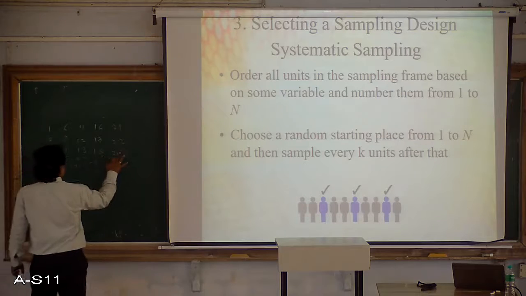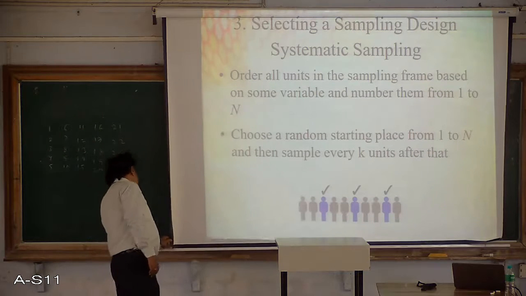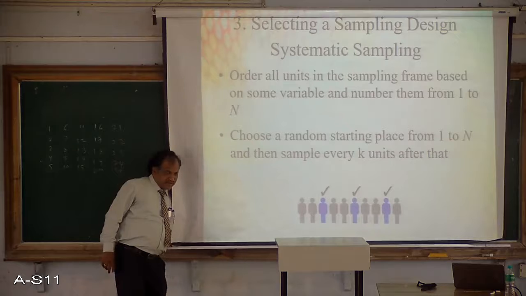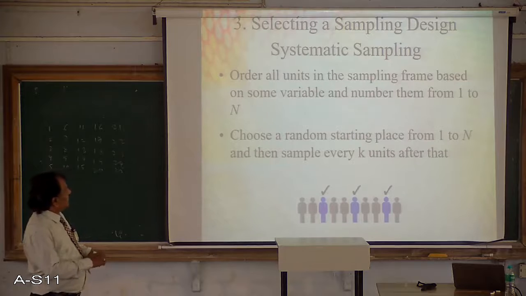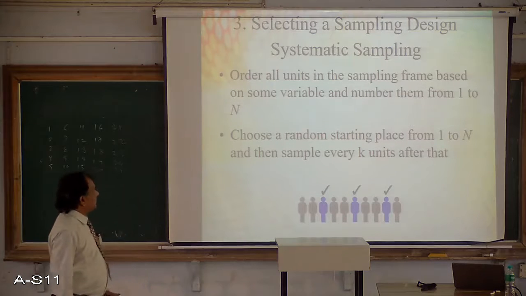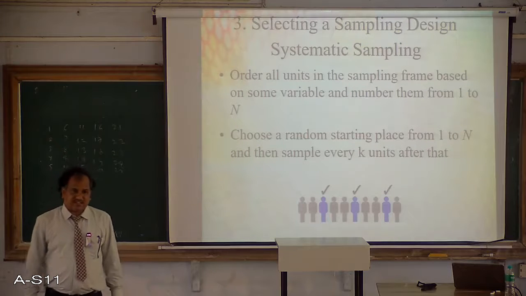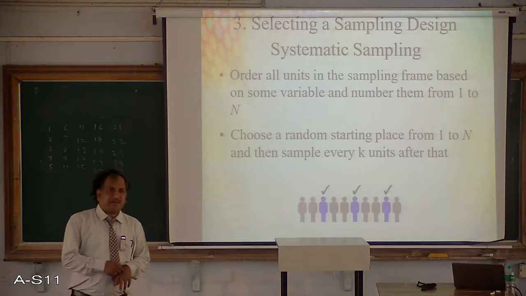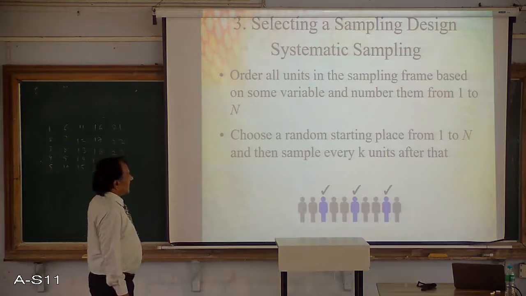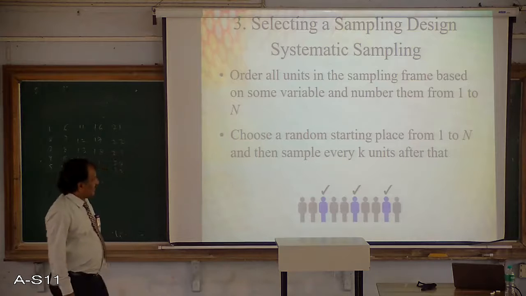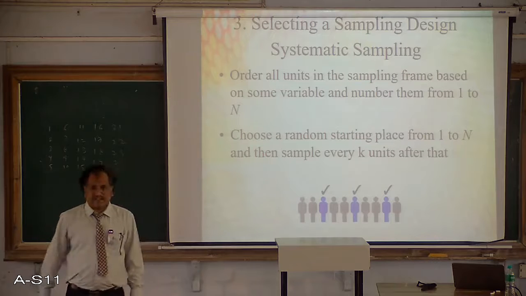Let us take again the same size of the population. The population size here is again 25. Capital N is 25, and this method is called simple systematic sampling. That is, randomly the things are going to take place, but it is not as simple as simple random sampling. There is a systematic approach. Before you do that, order all units in the sampling frame based on some variable and number them from 1 to N. Then choose a random starting place from 1 to N, and then sample every kth unit after that number.